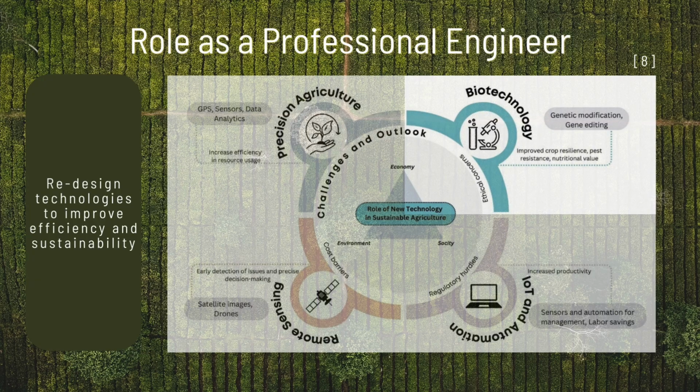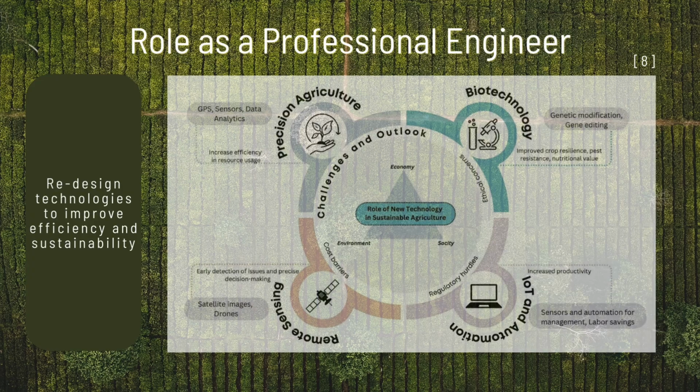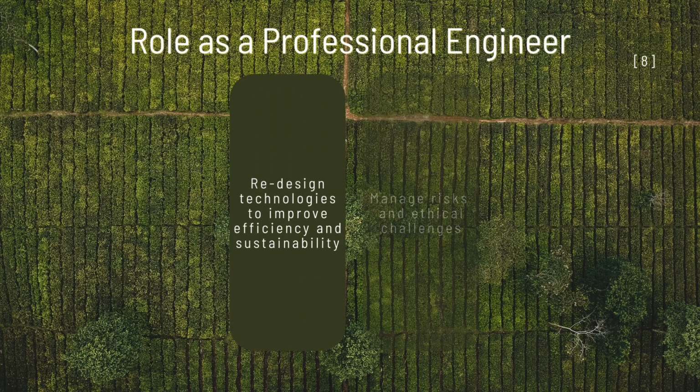Third, biotechnology like gene editing that enables the development of pest-resistant crops. And lastly, we have IoT and automation systems that can improve productivity and resource management by allowing real-time monitoring and automated farming operations. Engineers must also manage risks and ethical challenges.